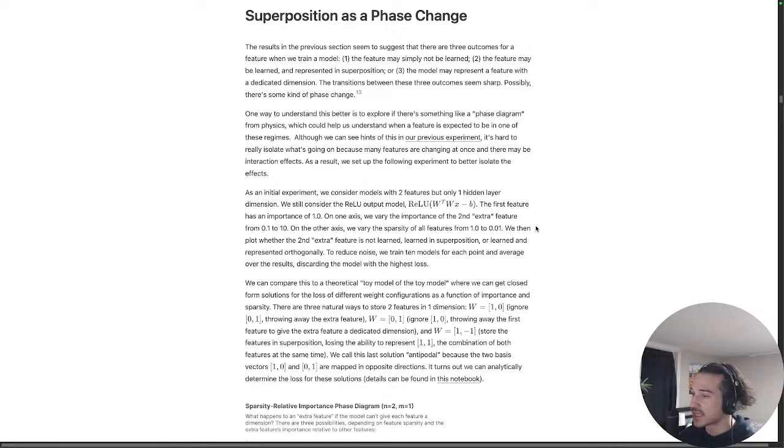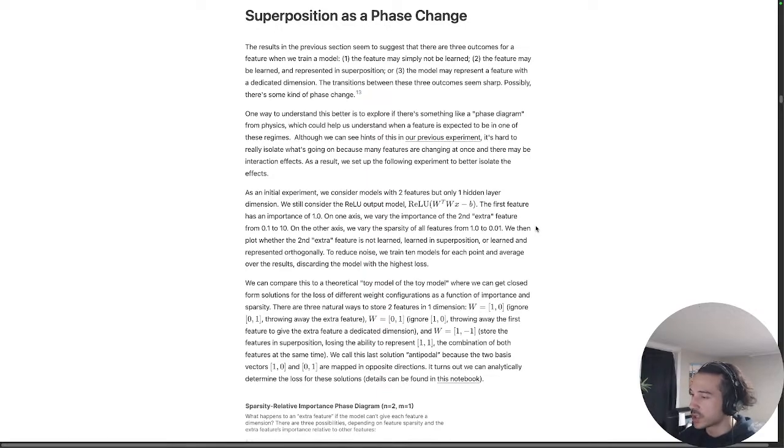The first feature has an importance of 1.0. On one axis, we vary the importance of the second, extra feature from 0.1 to 10. On the other axis, we vary the sparsity of all features from 1.0 to 0.01. We then plot whether the second extra feature is not learned, learned and represented in superposition, or learned and represented orthogonally.